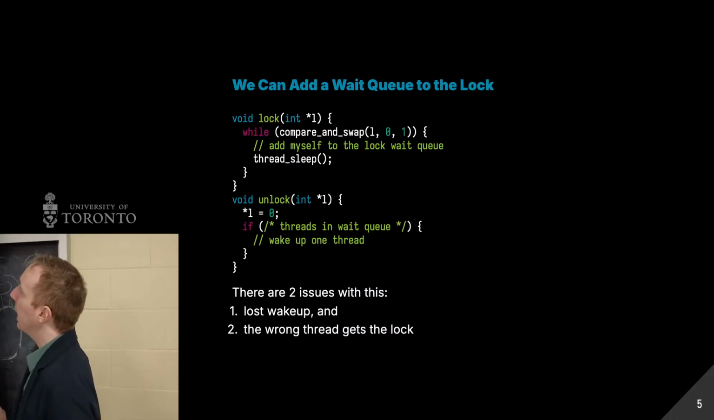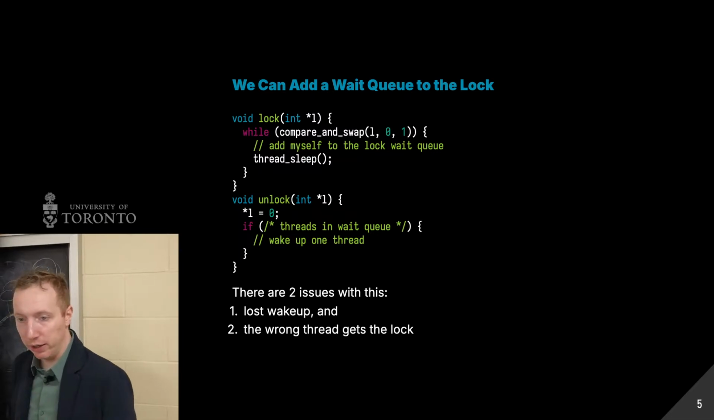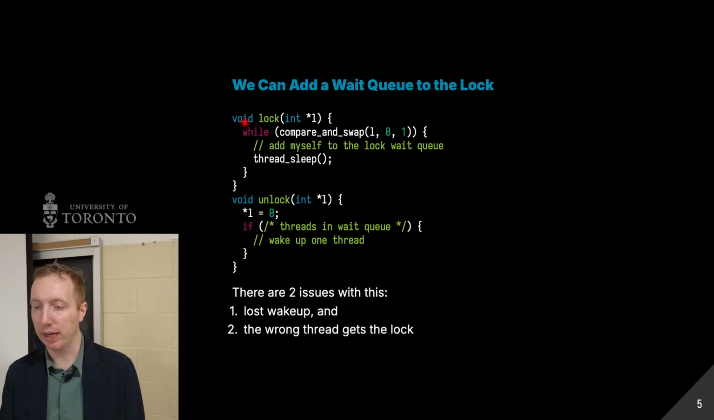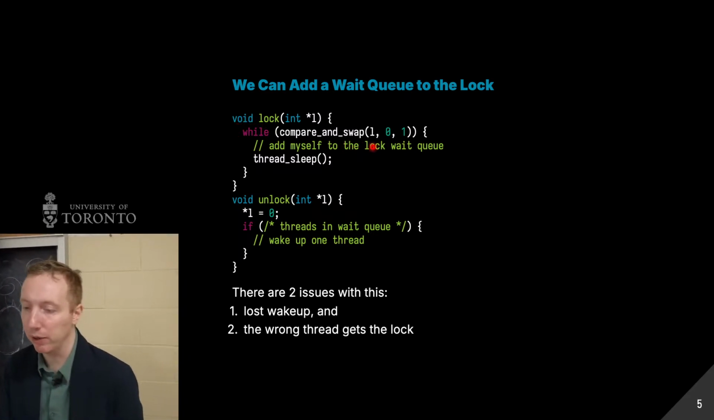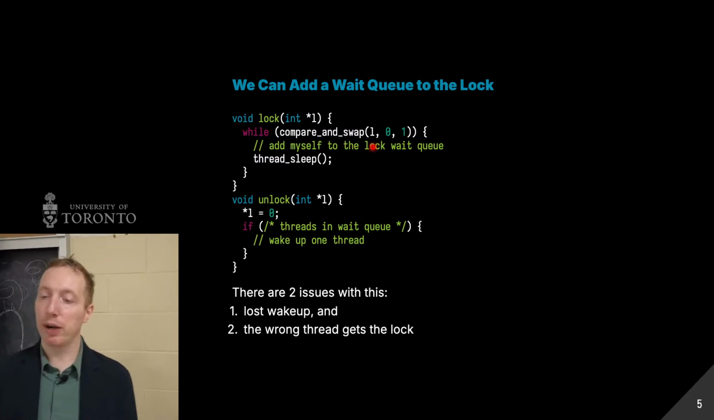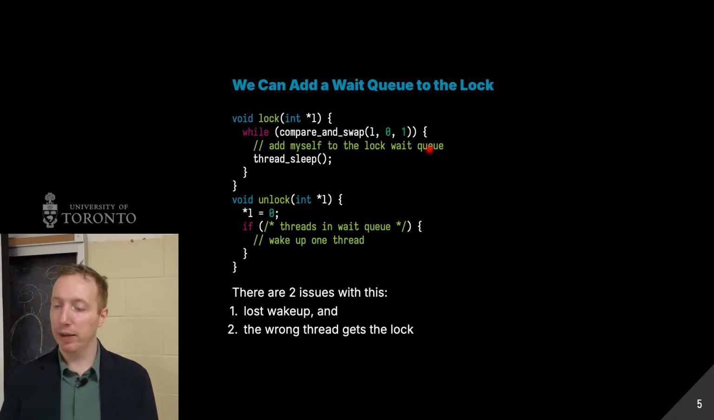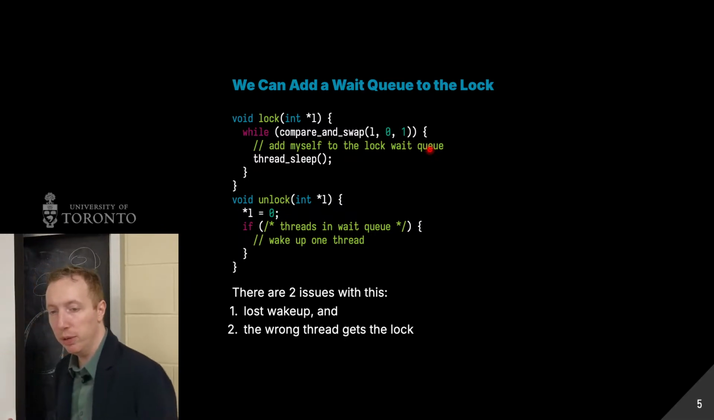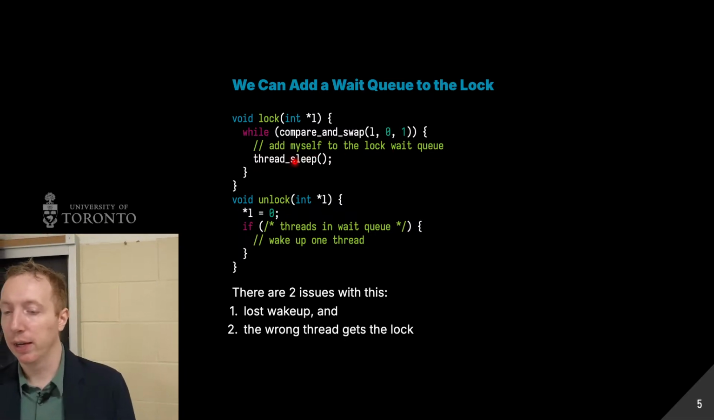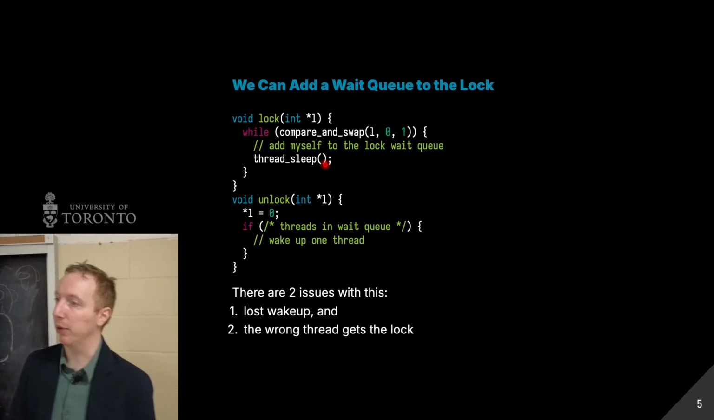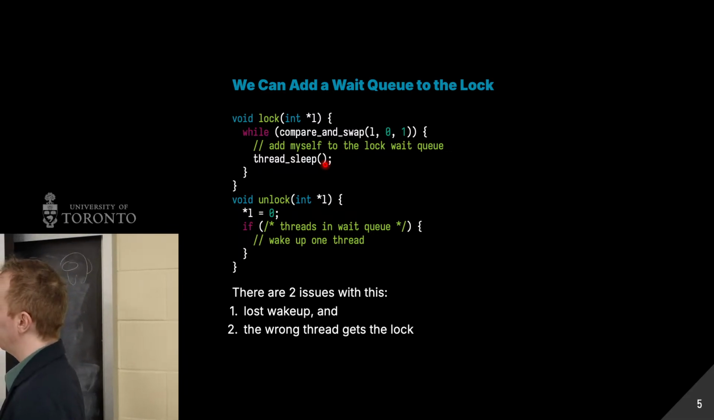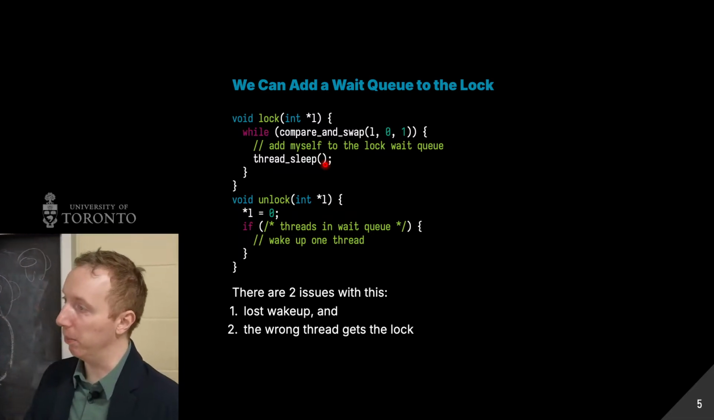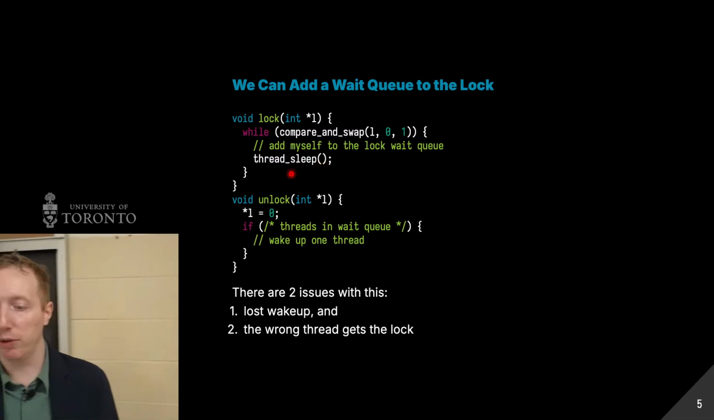So maybe I add a wait queue to the lock. Here, again, my core logic stays the same. In my lock function, I have while, compare, and swap. If I do not acquire the lock, maybe I add myself to a wait queue, some type of queue that I didn't implement myself, and then I put myself to sleep. Sleeping essentially blocks this current thread until another thread wakes it up. So it blocks until someone else nudges you back awake.